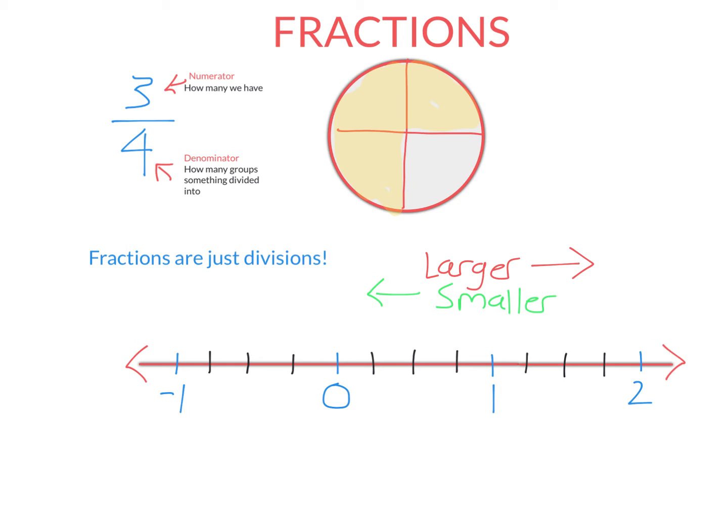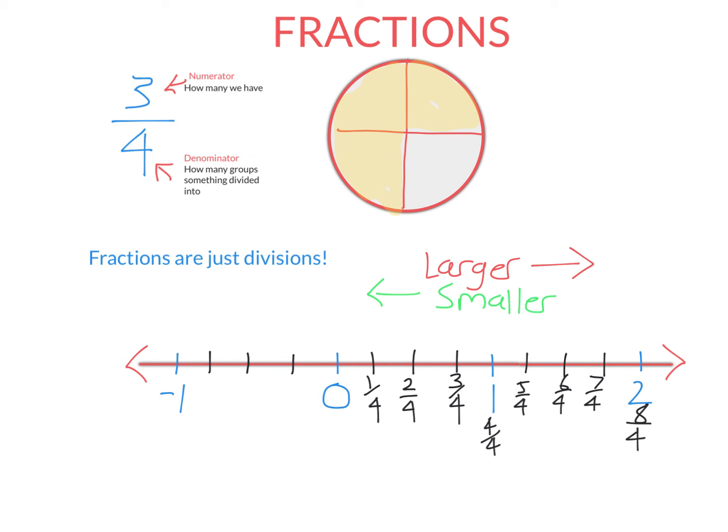So here in between each integer, I have 1, 2, 3, 4 divisions. So I'm dividing it into quarters. This here will be 1/4 of the way between 0 and 1. This is 2/4 and 3/4 and so on. When we get to 1, that would be a whole or 4/4. Now you can have more than 4/4. You can have 5/4 or 6/4 or 7/4. 2 wholes would be 8/4.